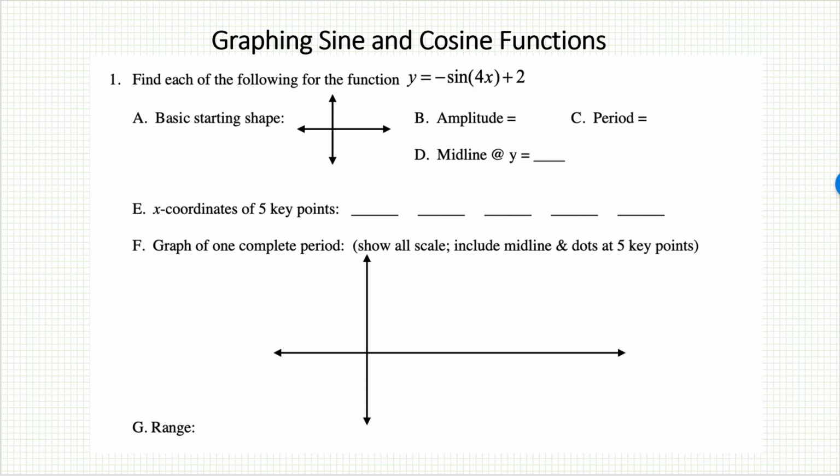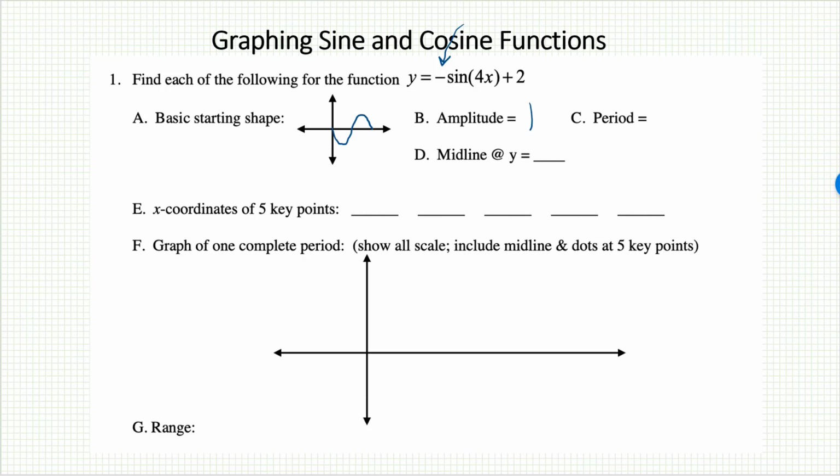The basic starting shape. I see that negative in front of the sine, so that tells me I have a reflected sine graph. That's the picture I'm about to draw. The valley and the hill. Remember, it goes middle, low, middle, high, middle. Very important. The amplitude, well, the A value is clearly -1. The negative tells me the reflection. We took care of that already. The amplitude would be the 1.